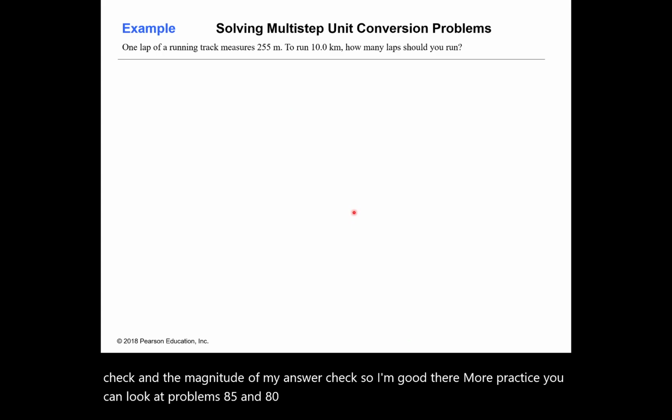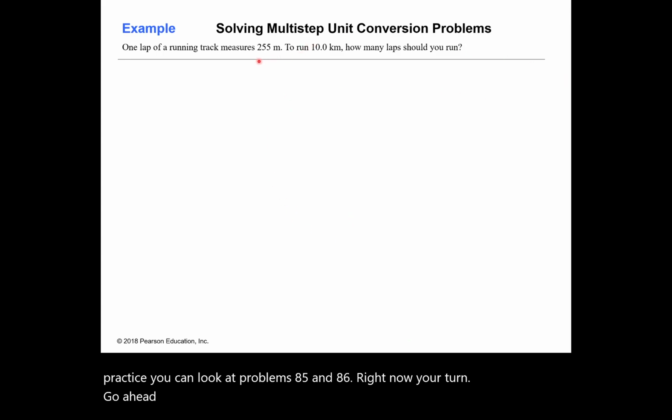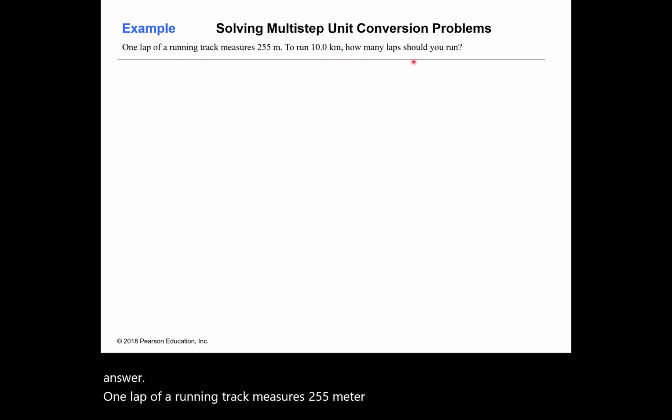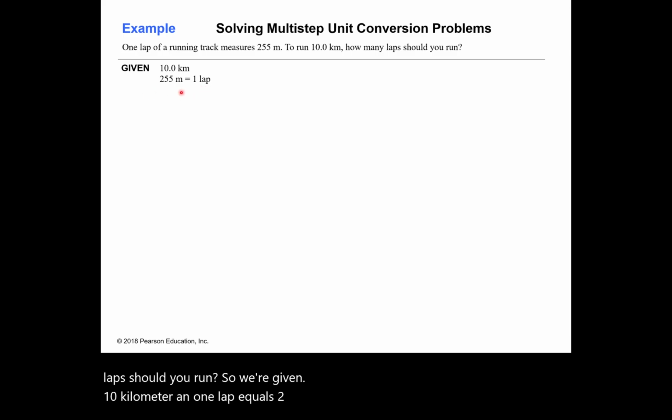All right, now your turn. Go ahead and pause the video, solve this one, and come back and check your answer. 1 lap of a running track measures 255 meters. To run 10 kilometers, how many laps should you run? So we're given 10 kilometers and 1 lap equals 255 meters. And I want to figure out how many laps is that.